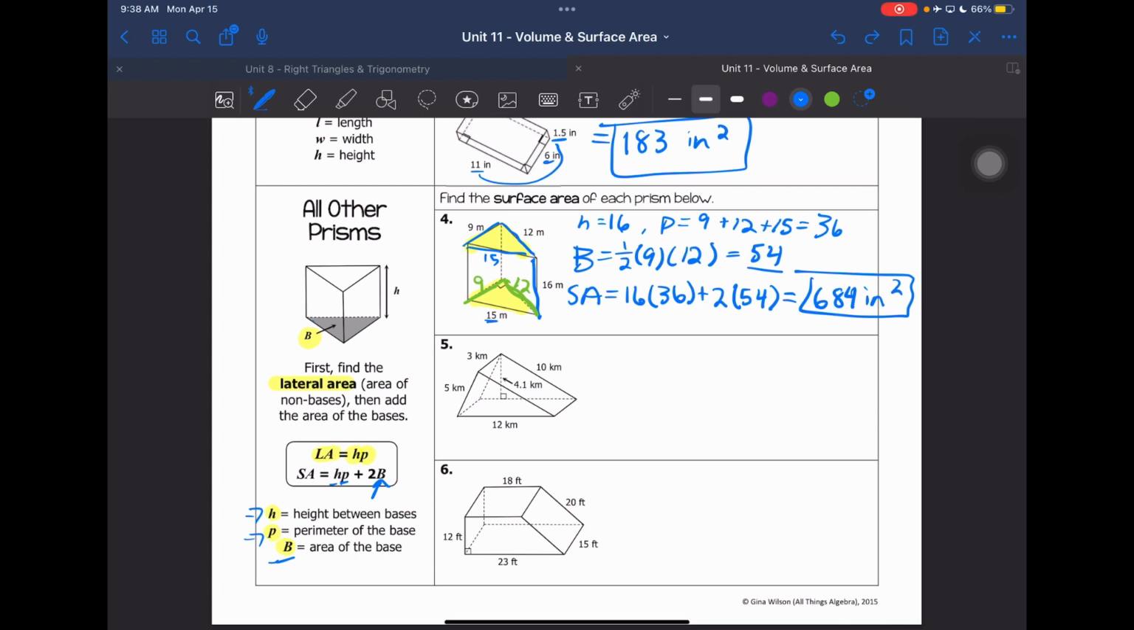So let's look at number 5. We want to start by finding our height of the prism first. So the height of the prism is whatever line connects our two bases. We have a triangle on the back and a triangle on the front. These triangles are connected by this line, the 3. So that means that our height is 3.